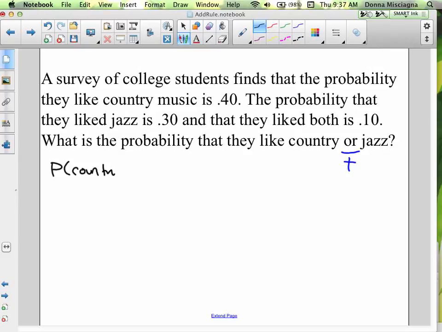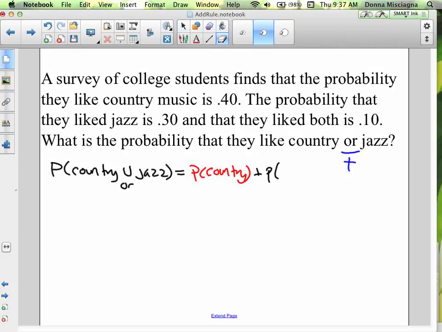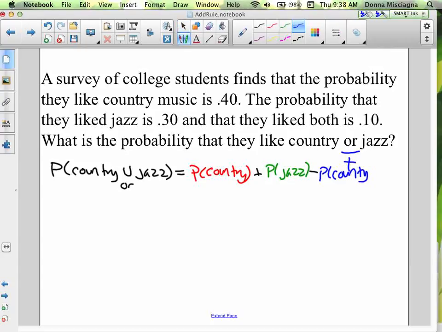All right, so our probability here, the probability they like country or jazz. Right, so "or" is union, this symbol here means or. It's going to be equal to the probability they like country plus the probability they like jazz. Trying to color code it. And then we're going to subtract out the probability that they liked both, because we counted these people twice. We counted them once for country, and we counted them once for jazz.